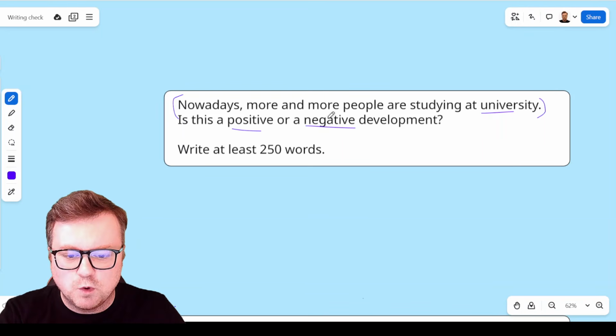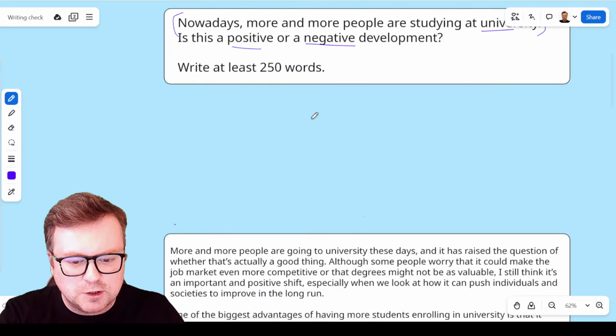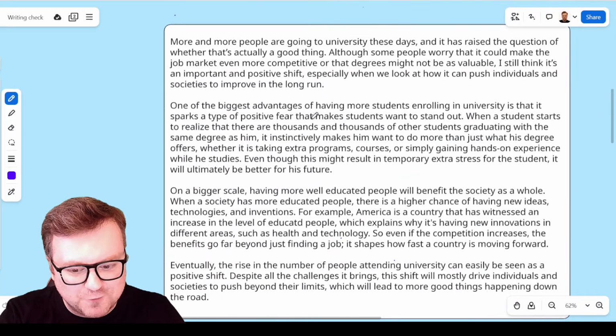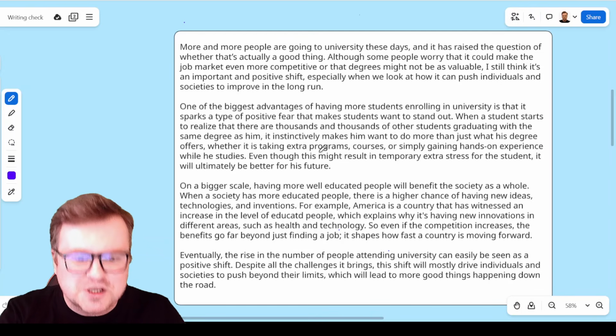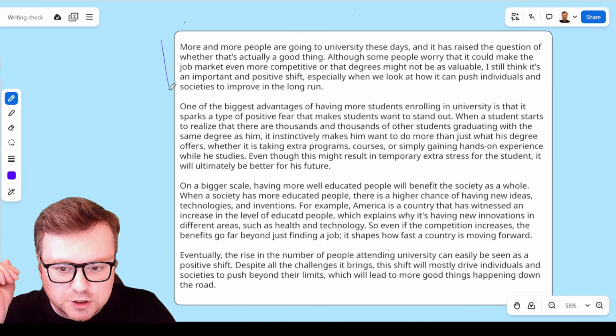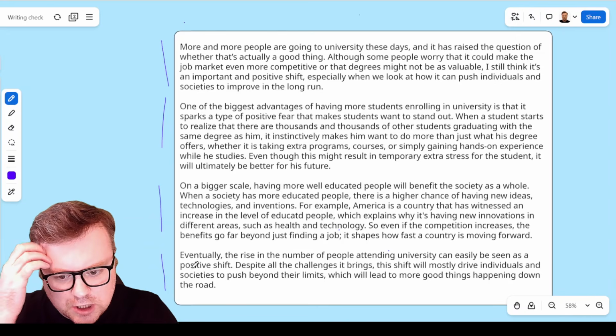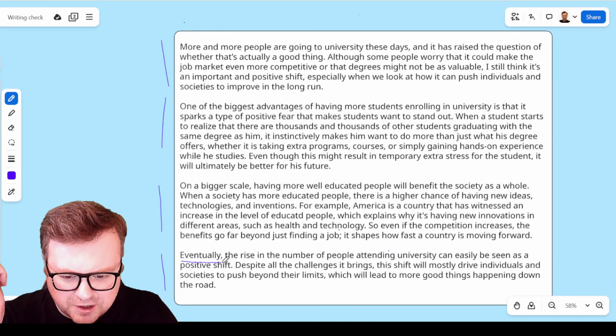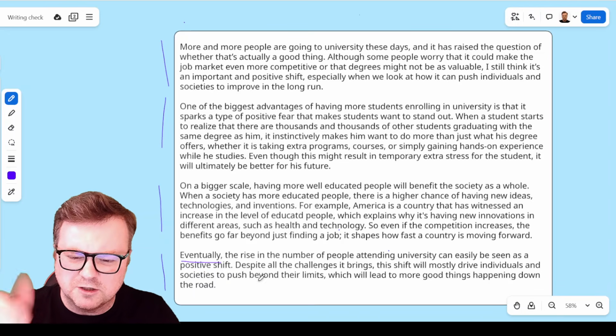Anyway, let's see what our candidate has for us. We're looking for four paragraphs, 2 body paragraphs. We want the body paragraphs to be longer than the introduction and the conclusion. So looking at this, we do see 4 paragraphs in total. One thing that's just stood out is this word eventually to start the conclusion.